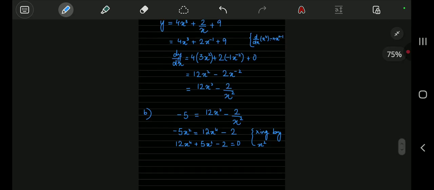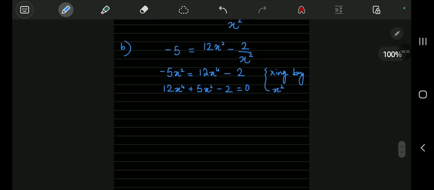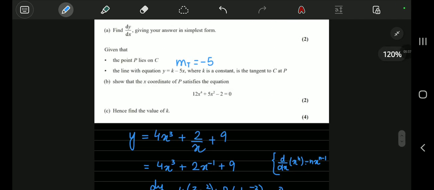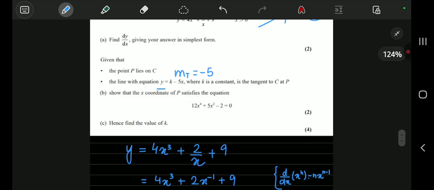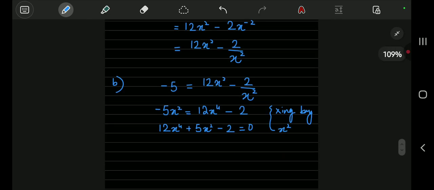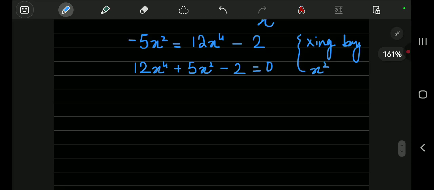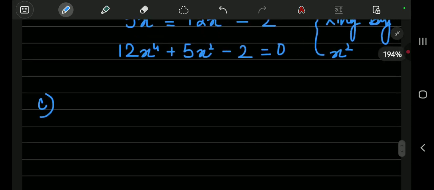So how can we find the value of k? We should have x and y of point P to calculate k, and for that reason we should find x first and then y. As we know that 12x to the power 4 plus 5x squared minus 2 equals 0, this is a quadratic equation. What do we call it?